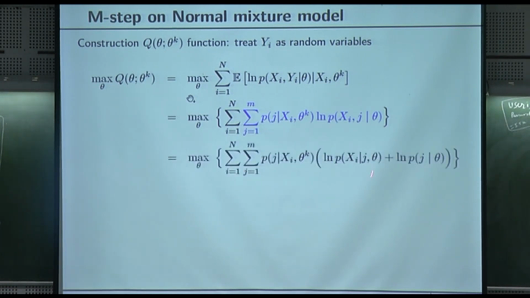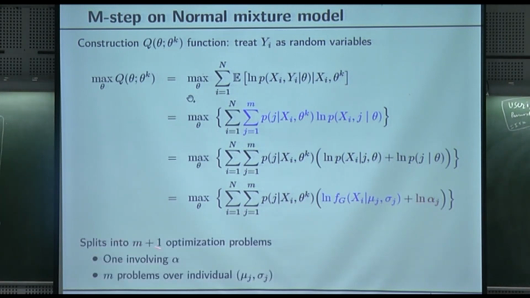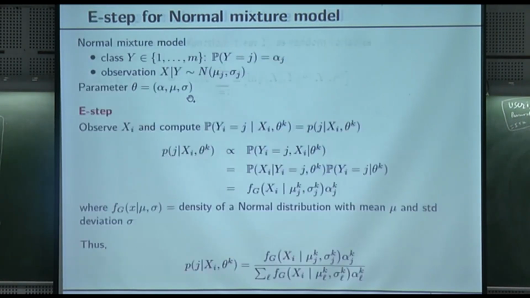I split this up into two parts. Again, this is probability of j given theta, and probability of xi given j and theta. So I split them up into two pieces. This guy is nothing but the log of a normal distribution at xi, mu j and sigma j, because I know the class, so I know exactly what this is going to be. That guy is log alpha j. This optimization now splits up into two parts, one that involves just log alpha j, another one that involves the mu j's and sigma j's. So you split it up into m plus 1 optimization problems, one involving alpha, the other ones involving individual sigma j and mu j. Alright, before we go there, let's think for a moment and go back all the way.